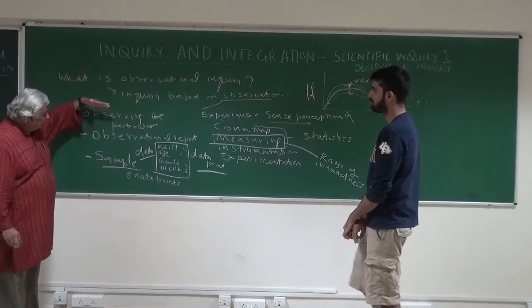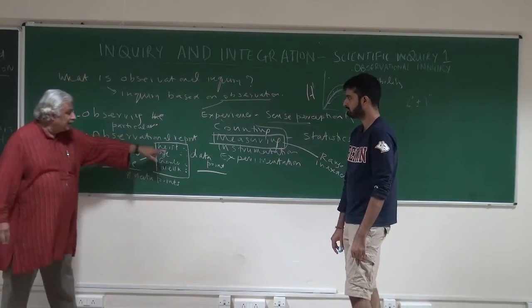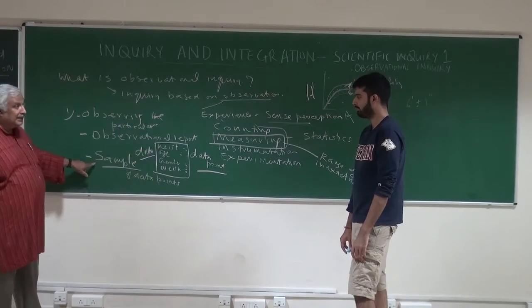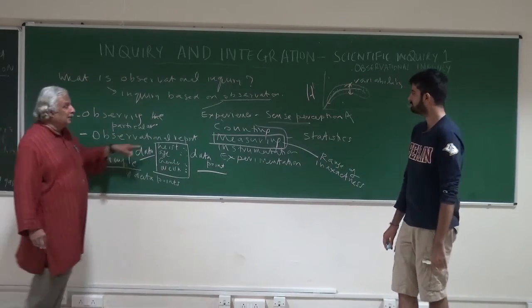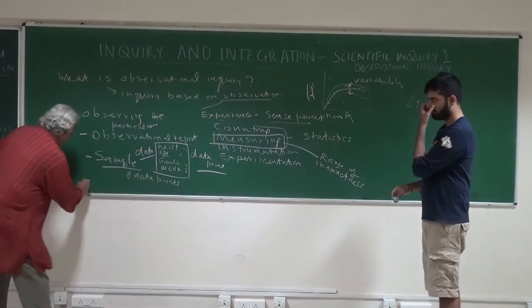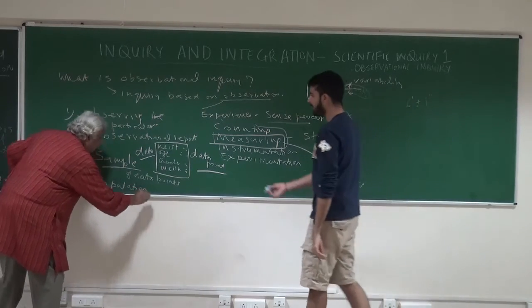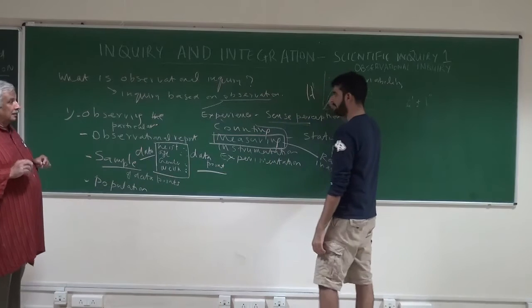So you observe and then you make an observational report and then you get a data point, and then you have many data points in a sample. You see a pattern like this, and then you say that this is true of the population as well. So this pattern may not be something like this, right?